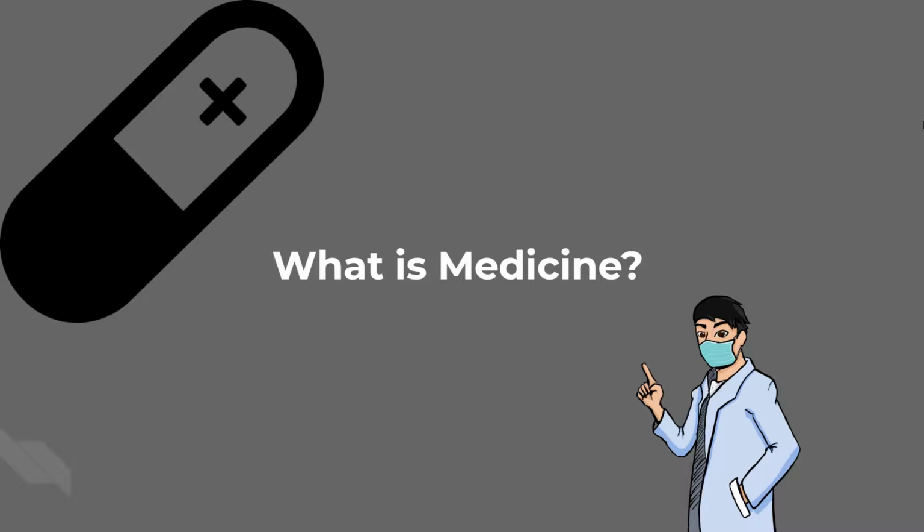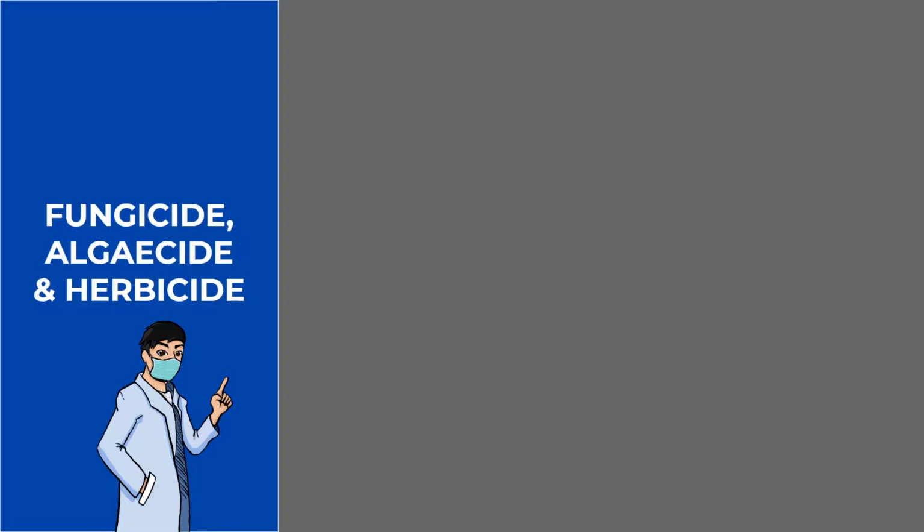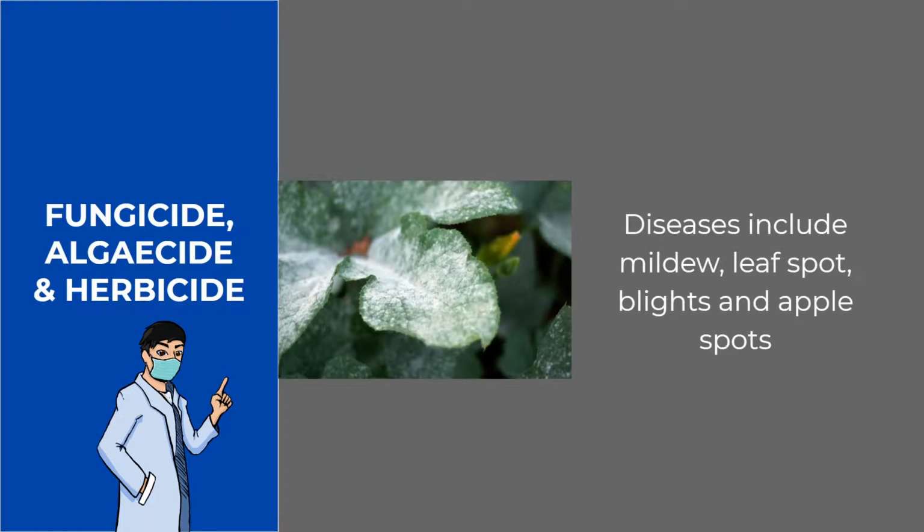So now that we know how copper 2 sulfate is produced and its properties, let's discuss how it is used as medicine. But before that, we need to know the definition of medicine, which is the science or practice of the diagnosis, treatment, and prevention of disease. So first of all, it is used as a fungicide, algicide, and herbicide due to its antifungal properties, as it can control bacterial and fungal diseases of fruit, vegetable, and field crops. The diseases include mildew, leaf spot, blights, and apple spots. This can also be used to treat water.